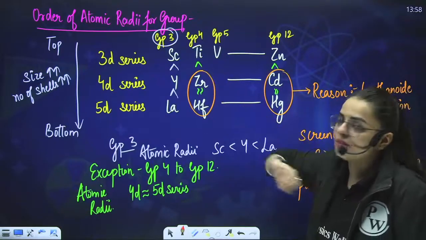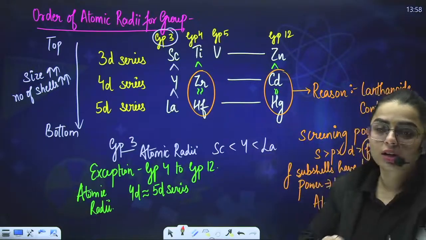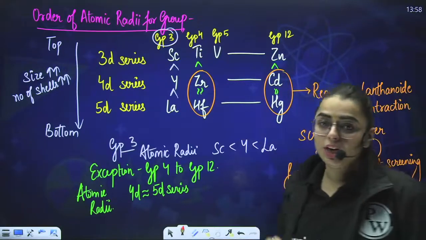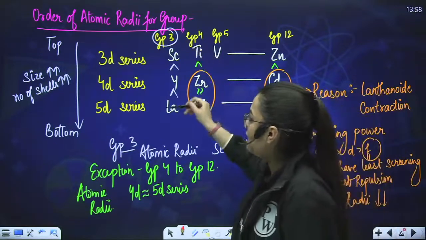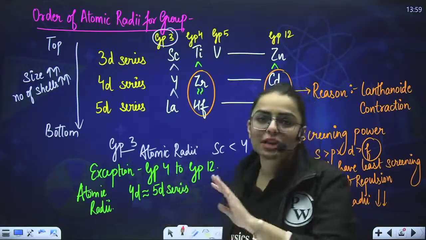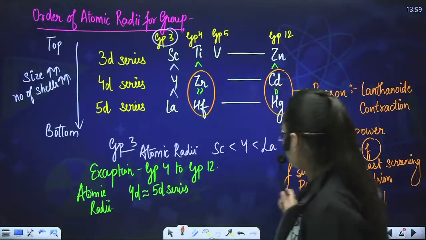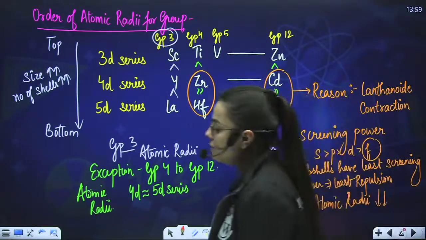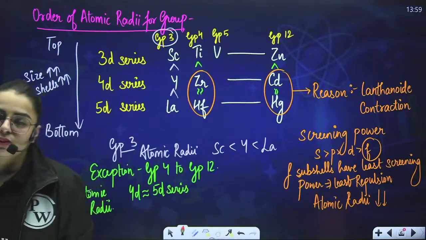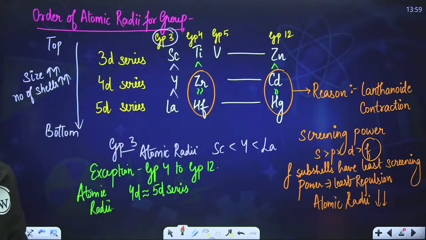For the case of 4D and the 5D series, it becomes equal. Their size will become equal. But why it is not happening in group number third? Because over here there is no presence of F subshell. So this is really very important. I want you all to write it down, students. Yes, so that we can move on to the next part. Kindly write it down so that we can move on.